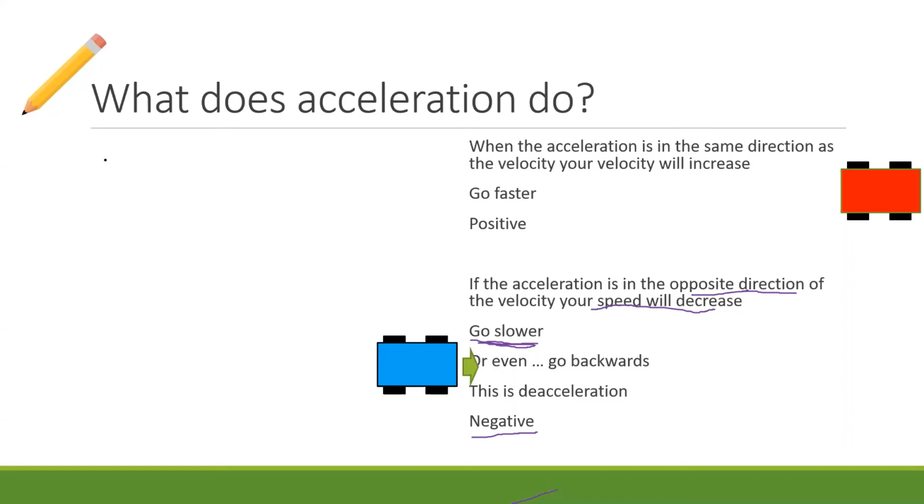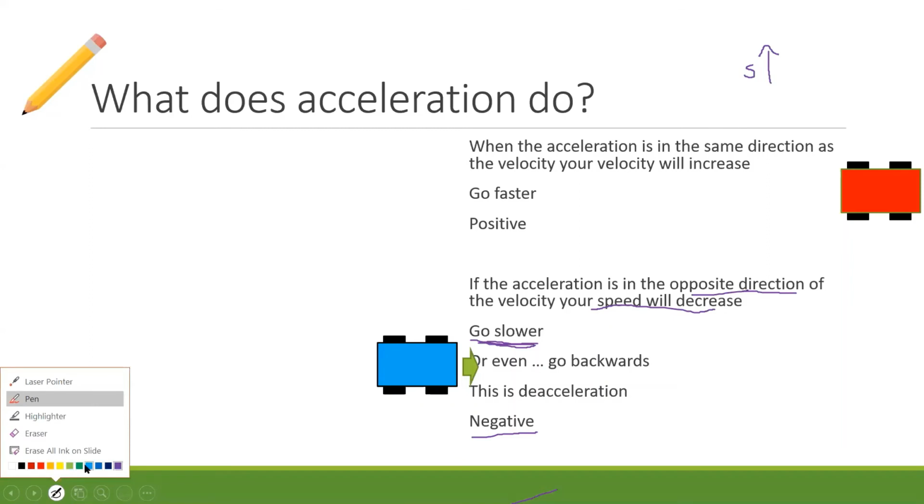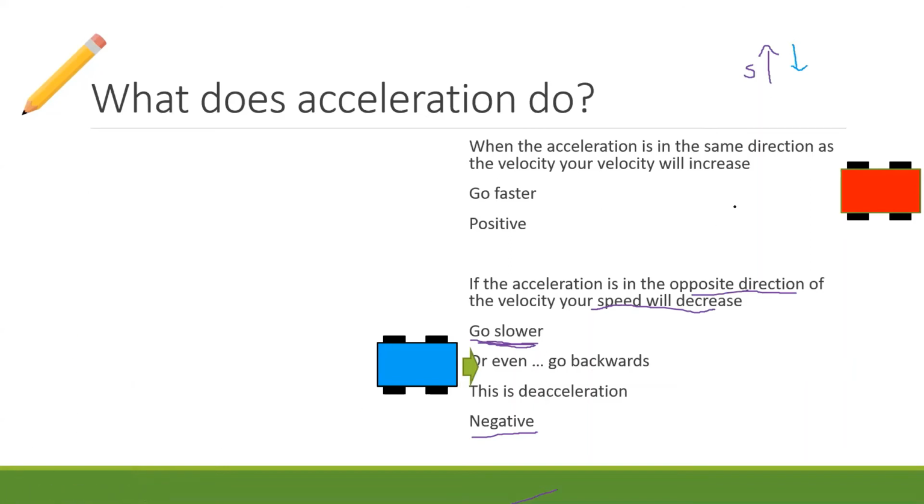Now I've got a real life example for this and a non-real life example for this. The real life example is throwing a ball in the air. Initially, when you throw that ball up, it's got a speed that's upwards, but its acceleration, and I'll draw it in, is actually downwards. So it's got a velocity upwards, but its acceleration is downwards.